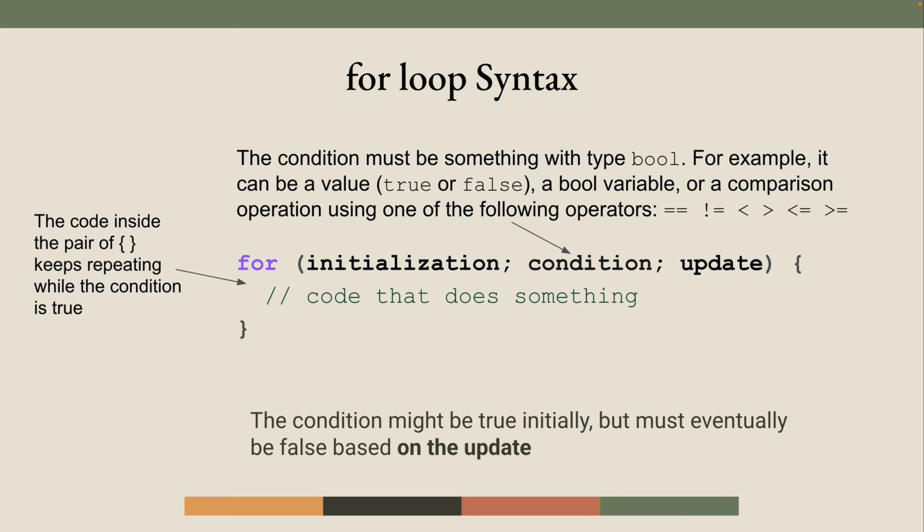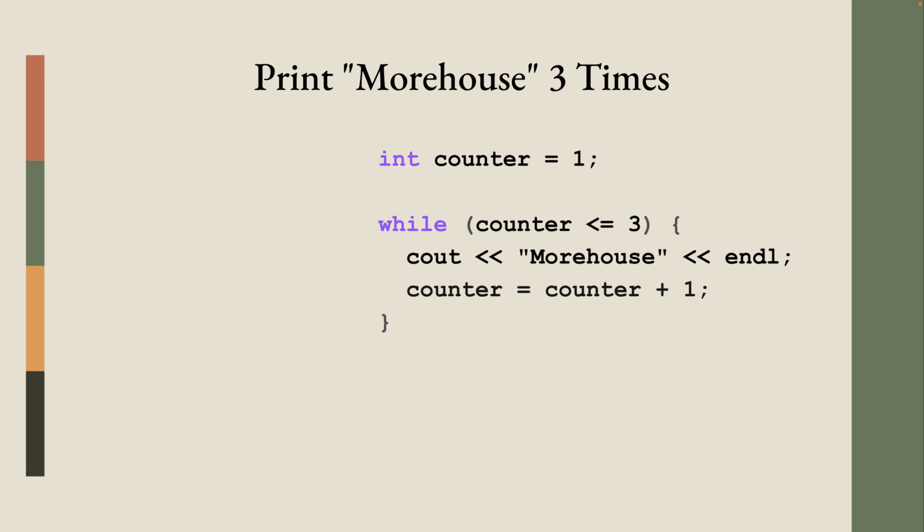And there's three parts to this: initialization, condition, and update. And we've actually done all three of these things with while loops. So we'll come back to the slide, but I think it's easier to see it in direct comparison to a while loop. So this is how we wrote our code to print Morehouse 3 times. In this example, what line is our variable initialization? Yeah. So this line here is our initialization.